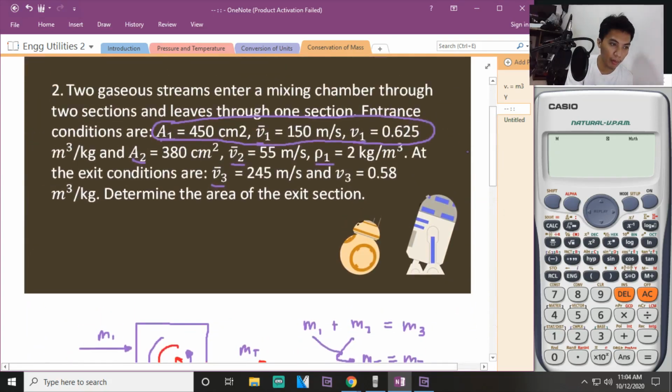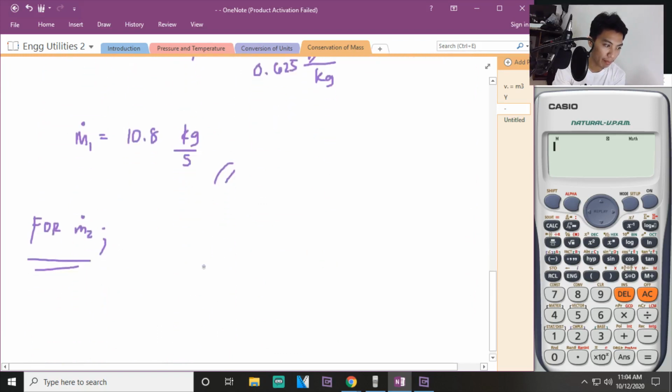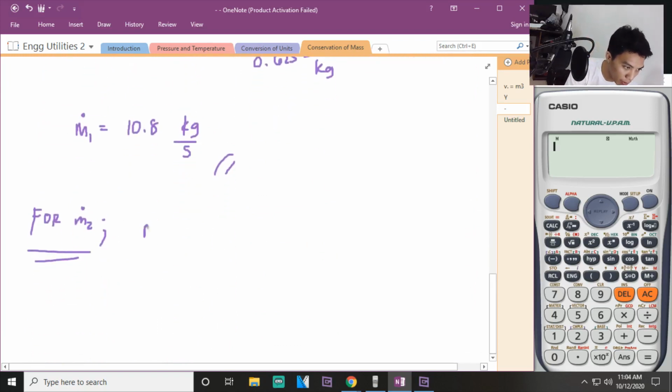Tignan natin yung given for M2. It will be A2, B2. Dapat to hindi density 1. This is density 2. So, density 2, mali lang ng type. So, M2 is equal to density 2, area 2, velocity 2.